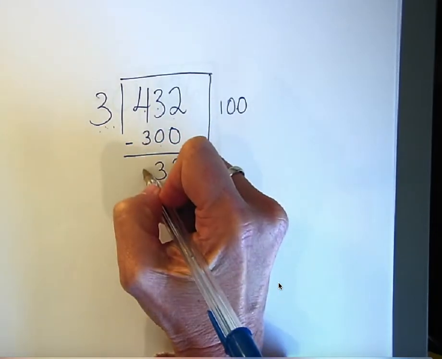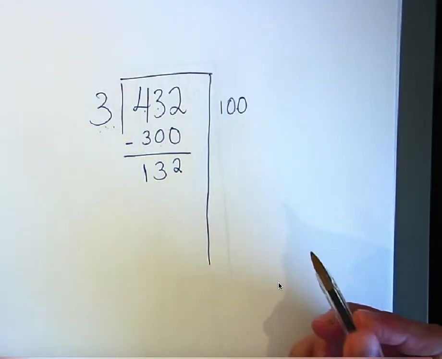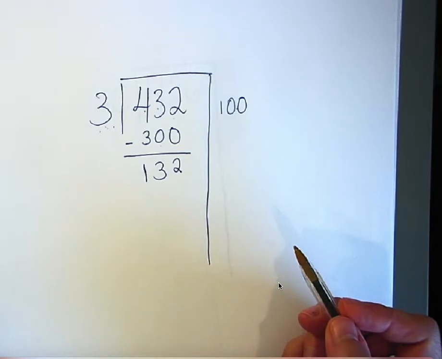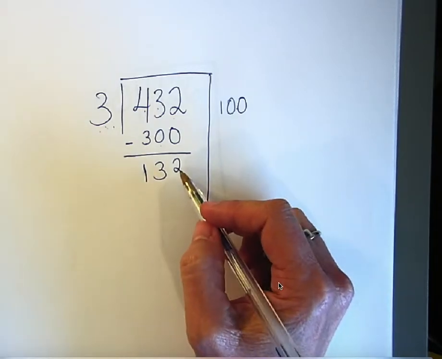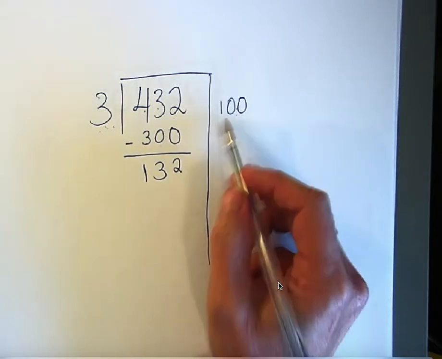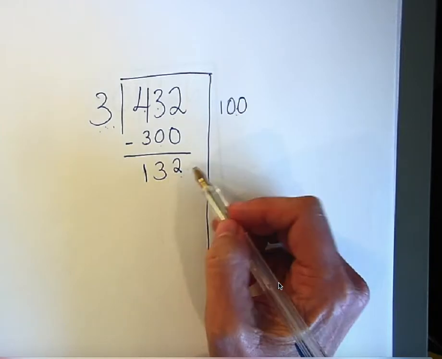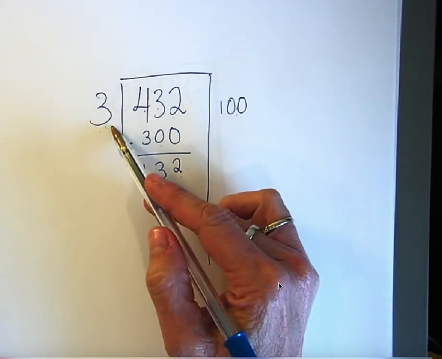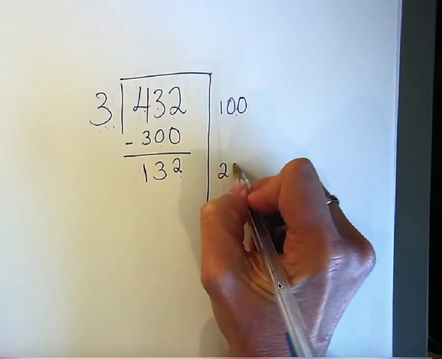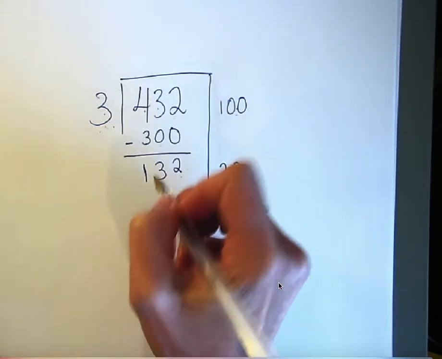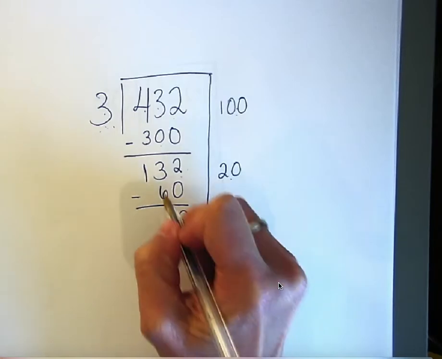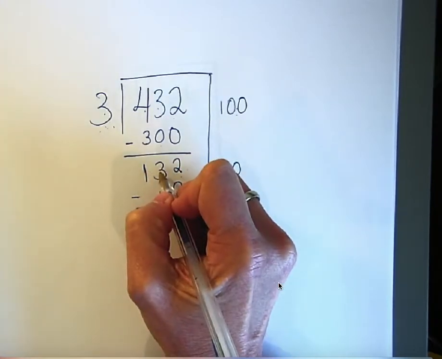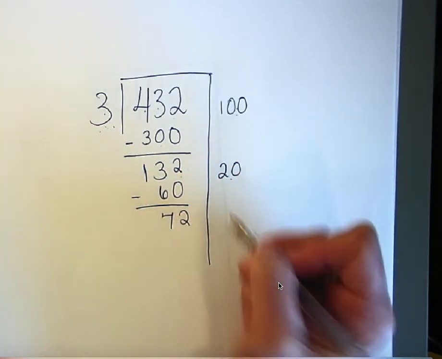4 minus 3 is 1. So now I have 132. So now I can think, well, let's see. I don't know, 100 is going to be too big. I do know that 2 times 3 is 6, so maybe if I do times 20, so 20 times 3 is 60. And then I subtract, and I can regroup here, and that will be 72.